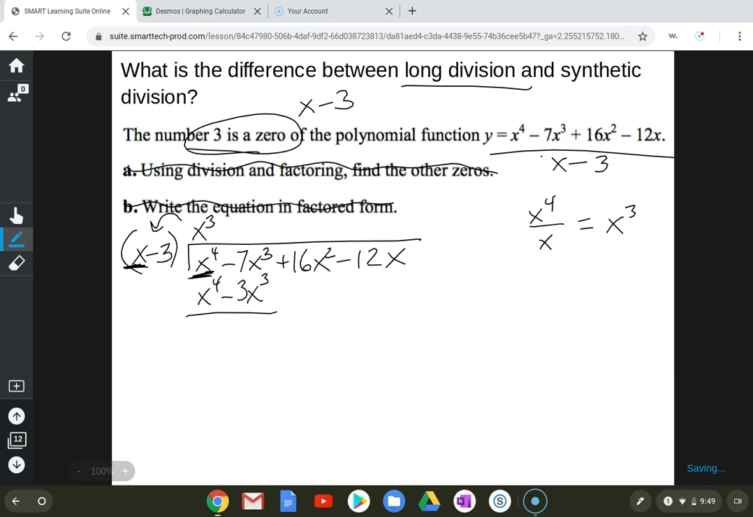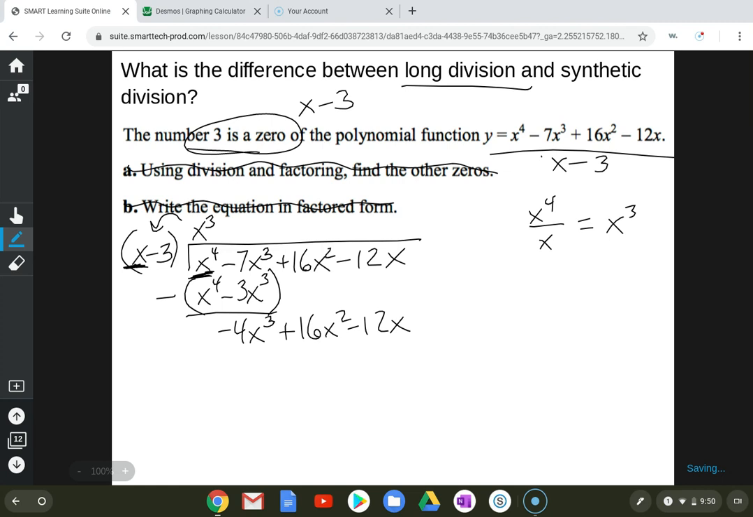Here's where long division's really different from synthetic division. You subtract. Remember, you've probably done long division when you were little with numbers. It's the exact same thing here. You've just probably forgotten, but you subtract in long division. You add with synthetic, you subtract with long division. So x to the fourth minus x to the fourth is 0. Negative 7x cubed minus negative 3x cubed is the same thing as negative 7x cubed plus 3x cubed. So you get negative 4x cubed. Then what I like to do is go ahead and bring down the rest of my terms.